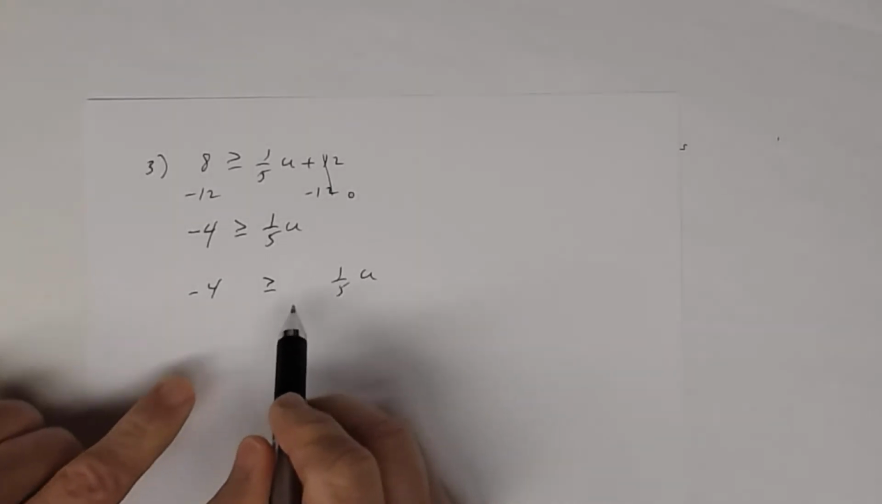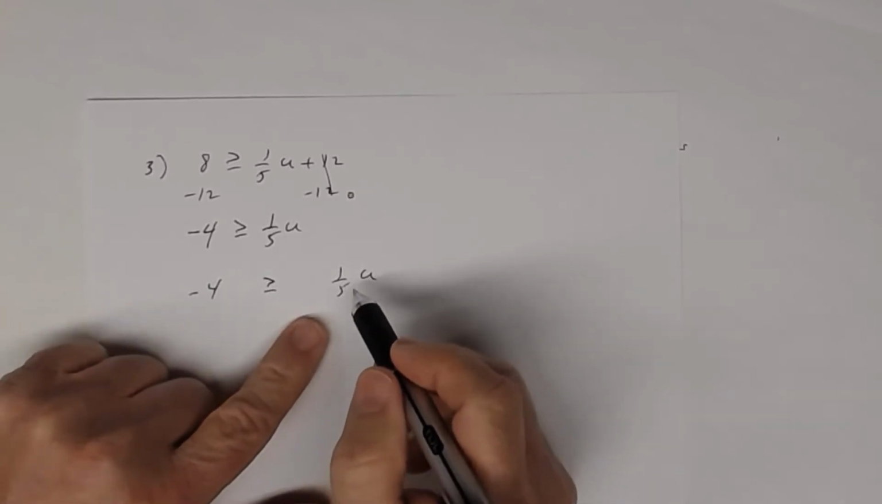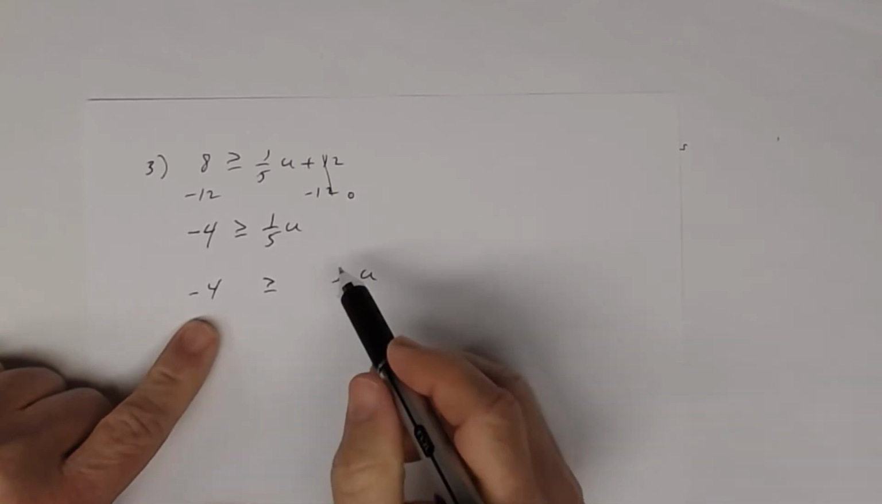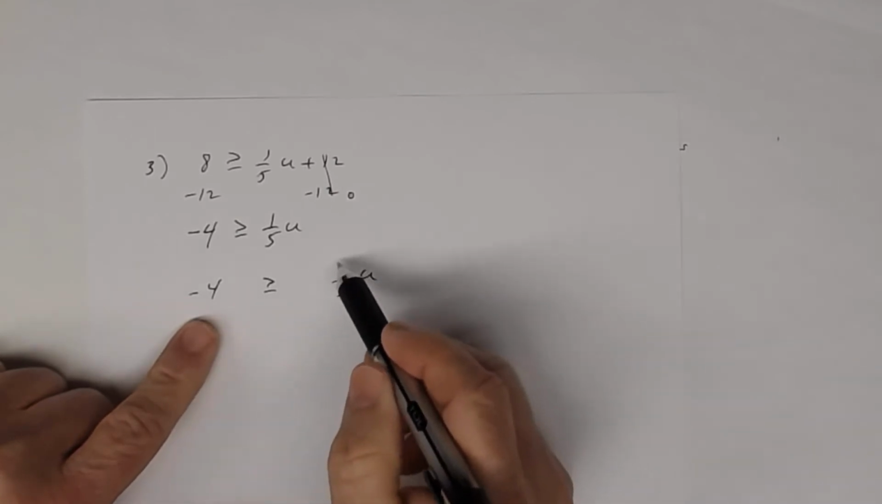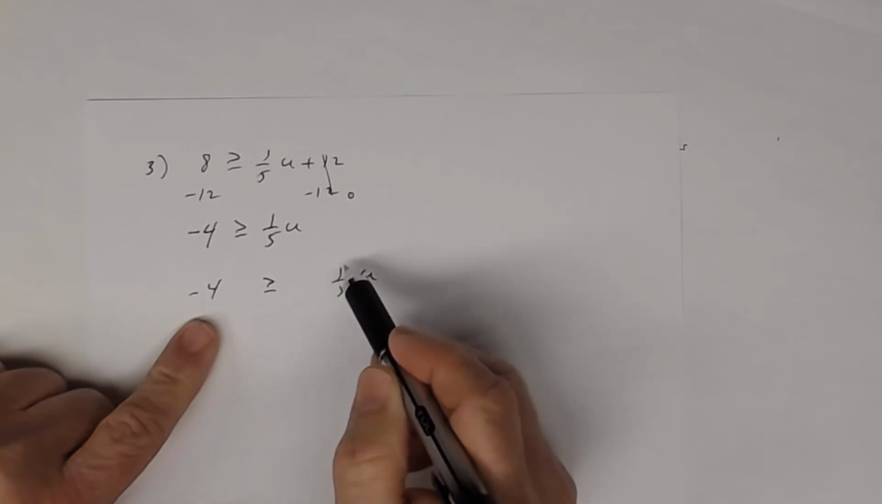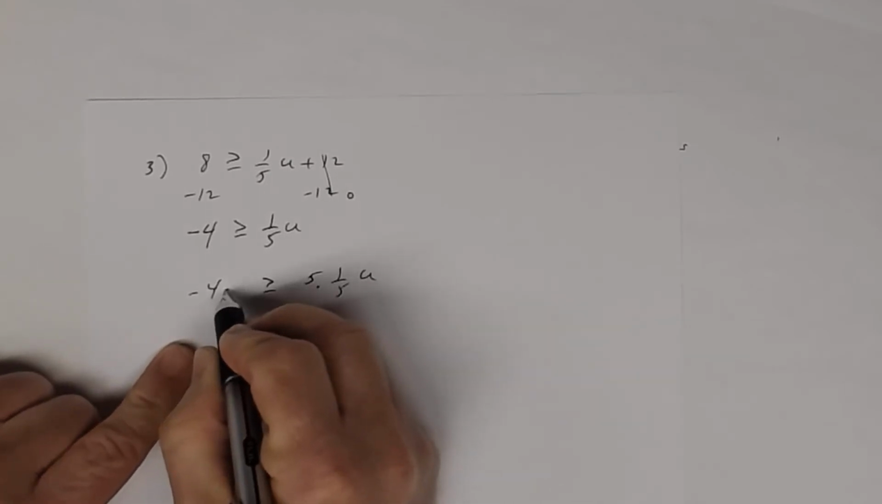So I put some space here. All right, so to get this coefficient to be a 1, remember you're going to multiply both sides of this inequality by the reciprocal of this coefficient. The reciprocal of 1/5 is 5 divided by 1, or just 5, right? So times 5, times 5.